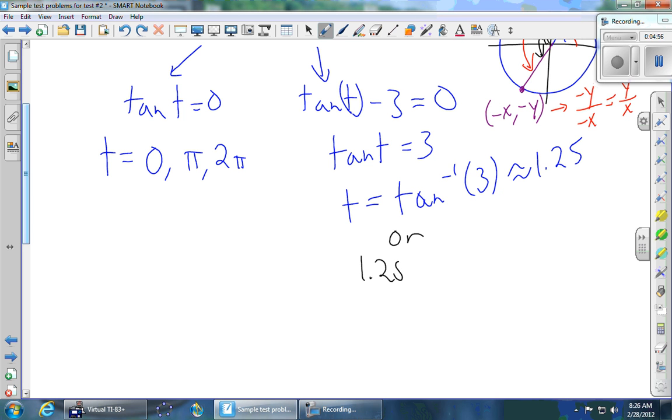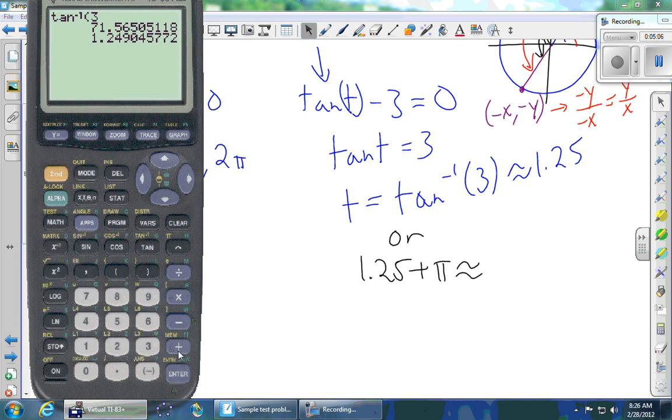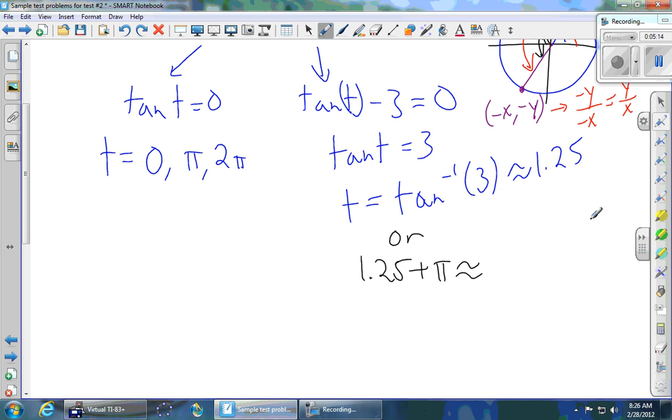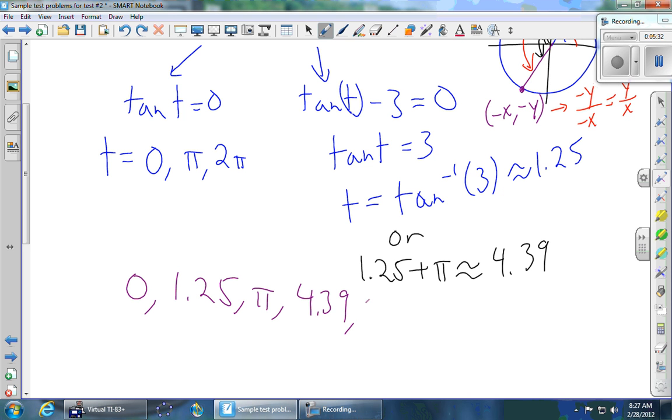The calculator will never give you this other answer when you hit the inverse tangent button. It will only give you the one in the first quadrant or the fourth quadrant. So if we add pi to that answer, we get about 4.39. So our complete list of all the solutions, maybe we can list them in order: 0 is the smallest, then we have 1.25, then pi, then 4.39, and finally 2 pi.